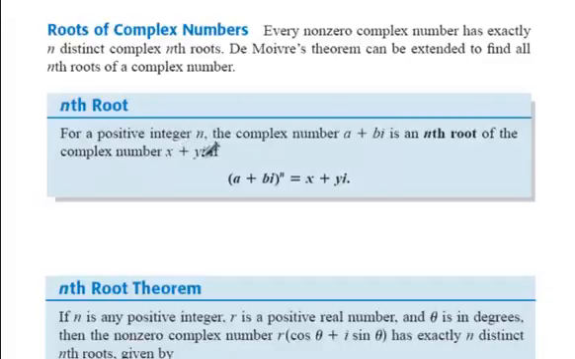So what exactly is an nth root? For a positive integer n, the complex number a plus bi is an nth root of the complex number x plus yi if we can take the first one, raise it to the nth power, and get the second one. For example, 2 is a square root of 4. Why? Because 2 to the power 2 gives me 4.